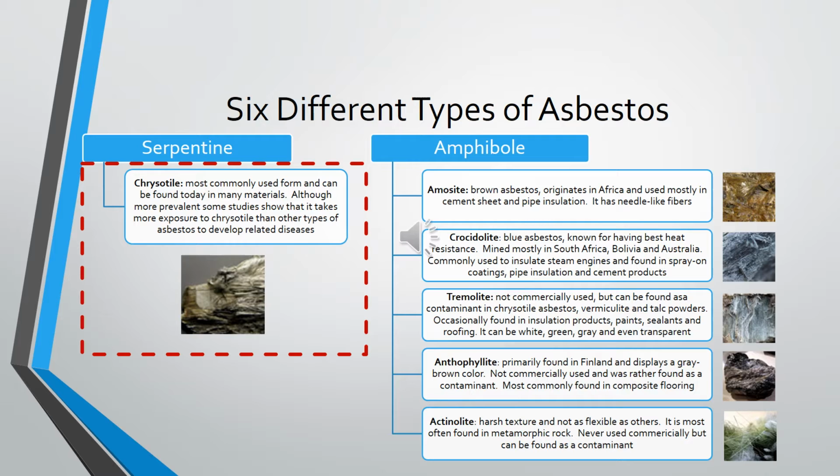On the other hand, there is the serpentine classification, and there's only one type of asbestos found in there, and that's chrysotile, which is the most commonly used form and can be found in many materials today globally. Although it's the most prevalent, there are some studies that show that it takes more exposure to chrysotile than other types of asbestos to develop related diseases, and that will come into play a little bit later in this presentation.